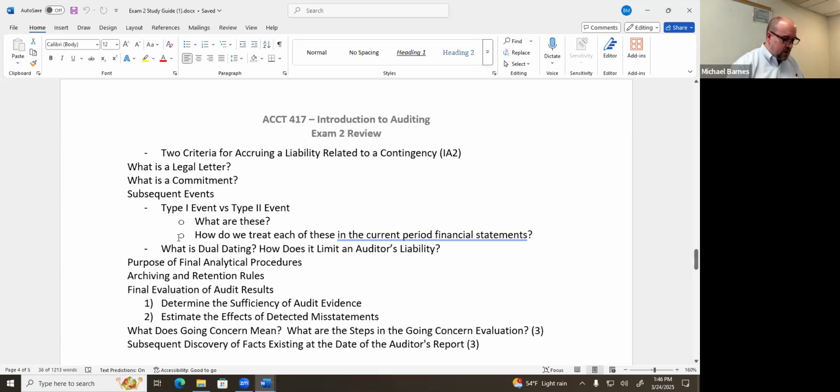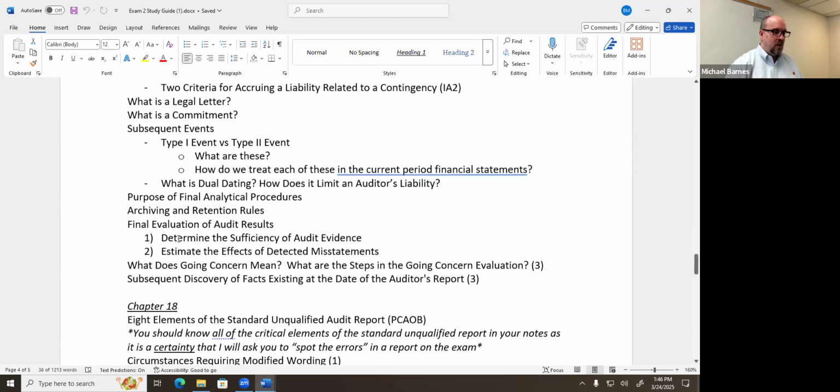What is dual dating and how does it limit an auditor's liability? So remember, dual dating is basically saying when you have a subsequent event, we as auditors have a responsibility for that. If the event occurs after the audit report date, but before the issuance of the financial statements, we can dual date our auditor's reports, which basically says we are responsible for everything up to the auditor's report date and the singular event that occurred after the audit report date. That limits the liability.